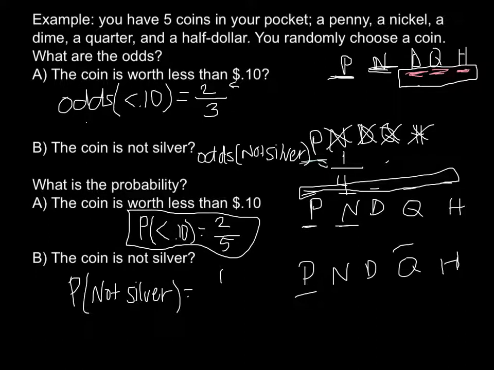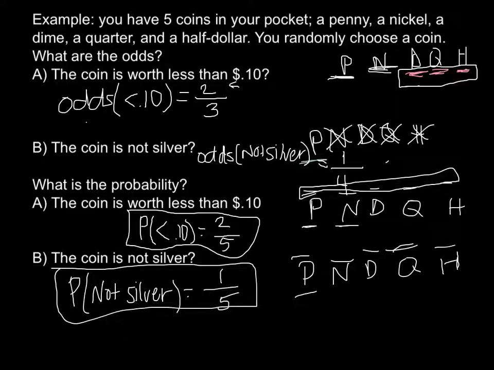equals 1 out of, probability we have to count all of our options, 1, 2, 3, 4, 5, 1 in 5. So probability we have to count, our denominator is going to be all of our options. Odds, it's only going to be the ones we don't want. And the numerator still is the favorable ones.